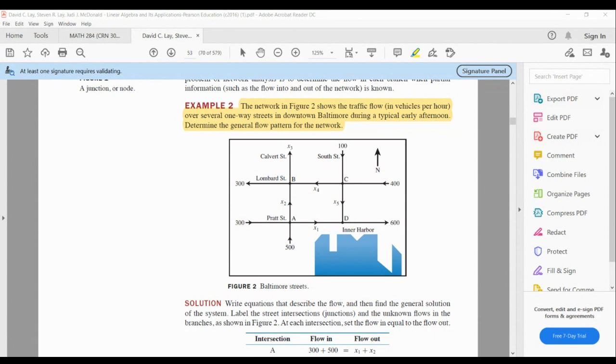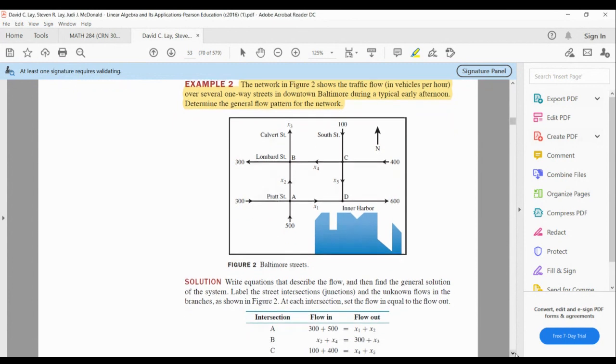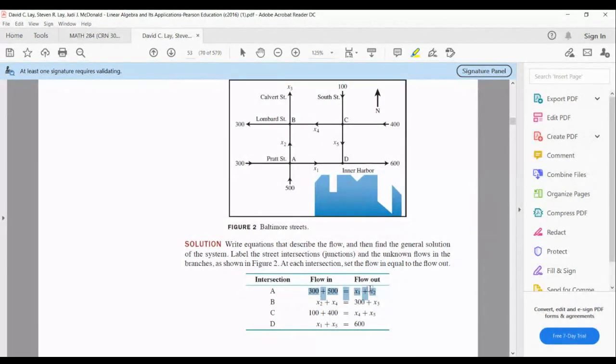So we have these four junctions, and we need to set up a system of equations. Again, what we want is the flow in to match the flow out. For instance, for junction A, the flow of vehicles per hour is 300 plus 500 vehicles. That would then have to equal the flow outward of vehicles, which is x1 plus x2.